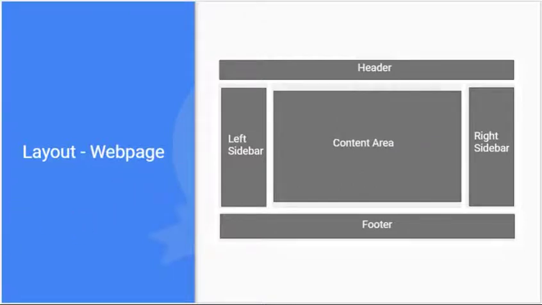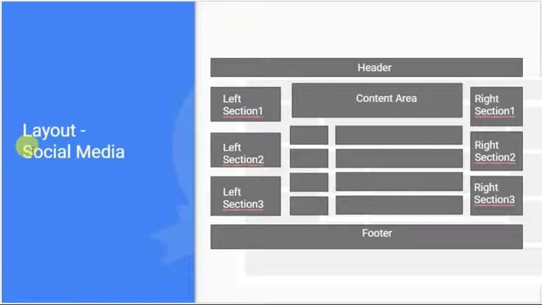Then another type of layout is used for social media. Most social media websites or web pages have this type of layout, which contains the header, footer, your content area, and the left side section or right side section. This type of layout is used for social media sites, for example Facebook and Twitter. So you may have different types of layouts like this.